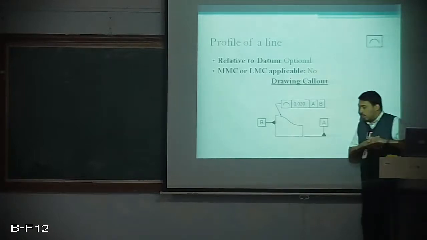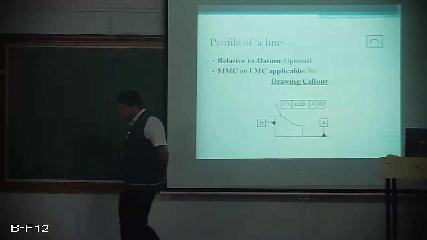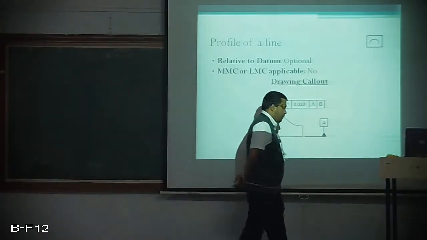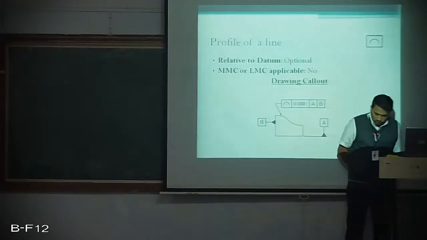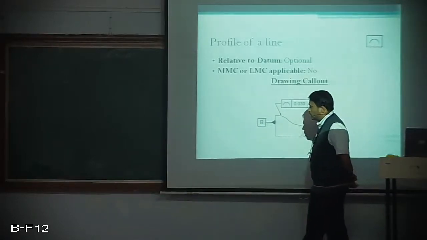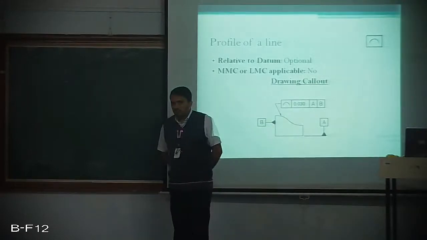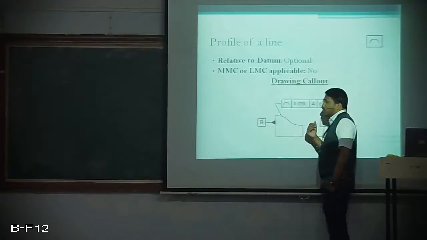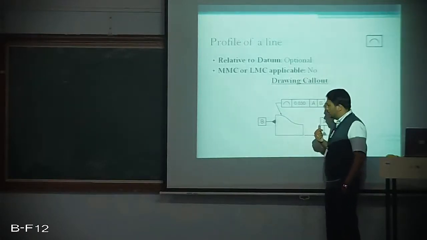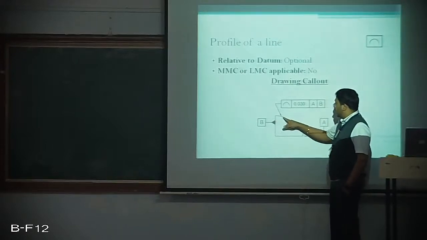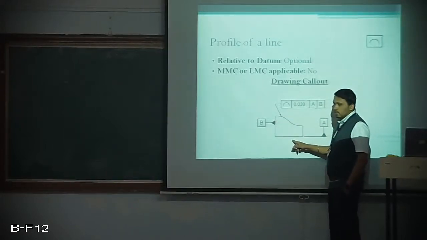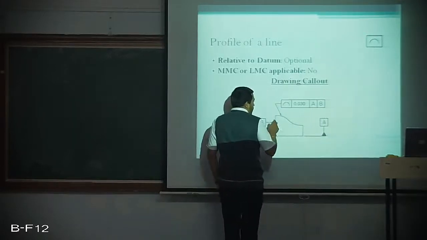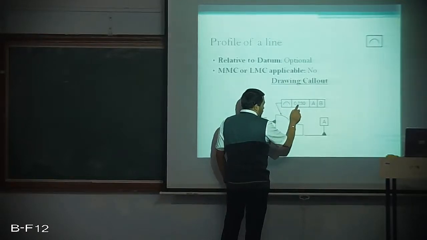Next, profile of a line. This profile of a line is with respect to surfaces of any part which are not true surfaces, basically curved surfaces. For a curved surface, we use a profile of a line and a profile of a surface. Now this is the profile of a line and it is mentioned in the diagram. With this symbol, the tolerance is 0.030.